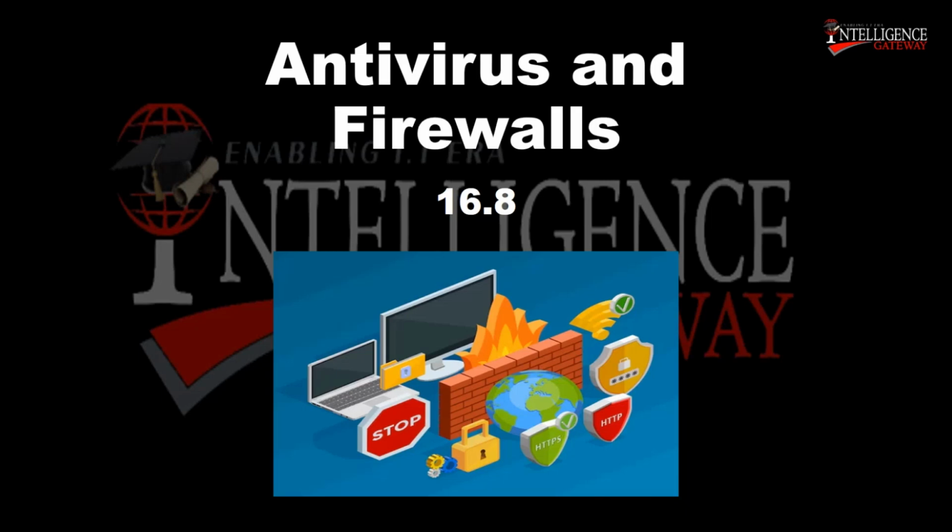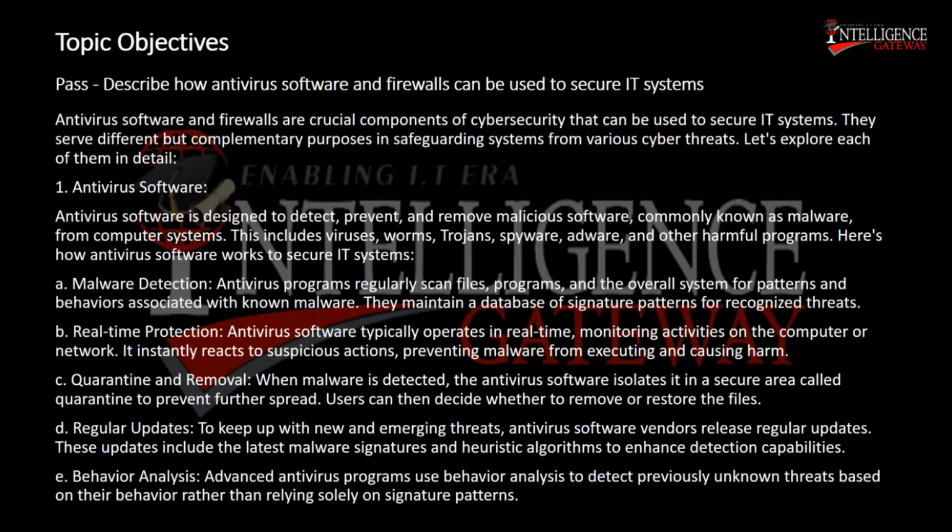Antivirus and Firewalls. Lecture 16.8. Topic objectives. Describe how antivirus software and firewalls can be used to secure IT systems. Antivirus software and firewalls are crucial components of cybersecurity that can be used to secure IT systems. They serve different but complementary purposes in safeguarding systems from various cyber threats. Let's explore each of them in detail.